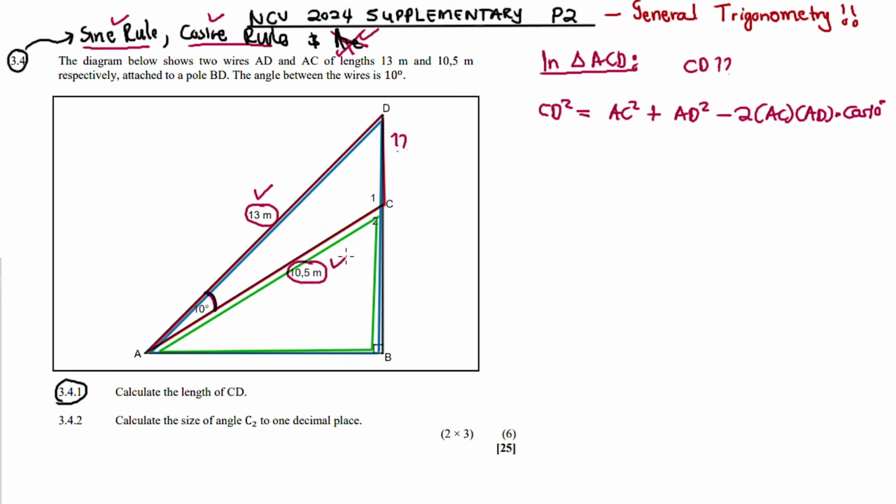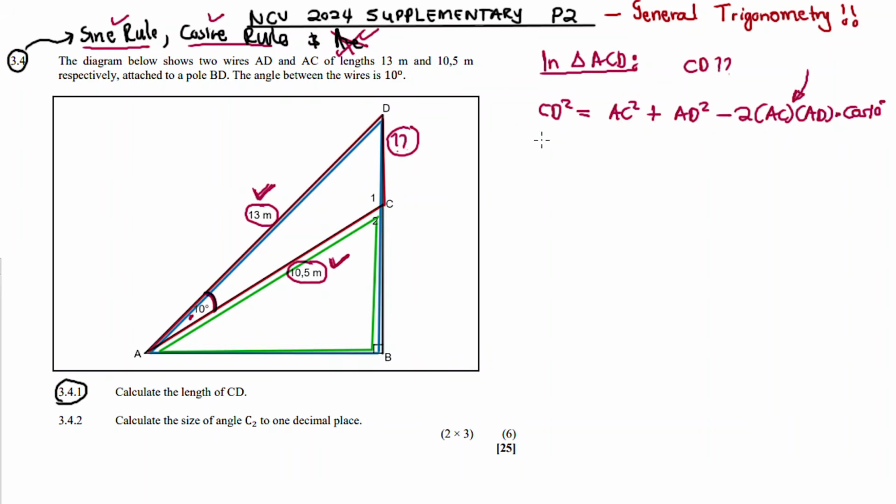side squared, the cosine of this angle, the unknown side CD squared, equal to this side squared, minus 2 times AC AD, which is this side and this side again, multiplied by the cosine of this given angle. That is basically the cosine rule.